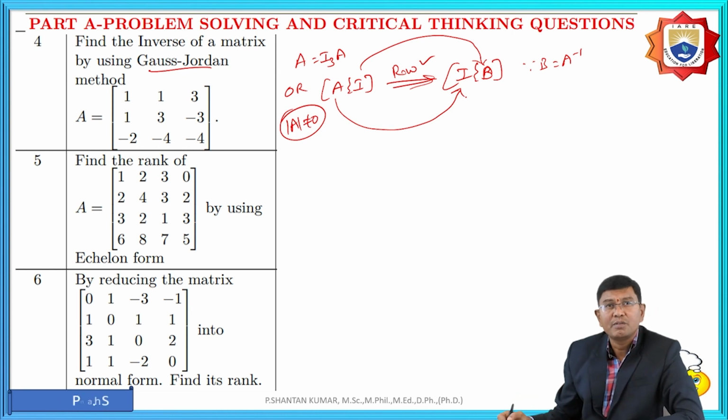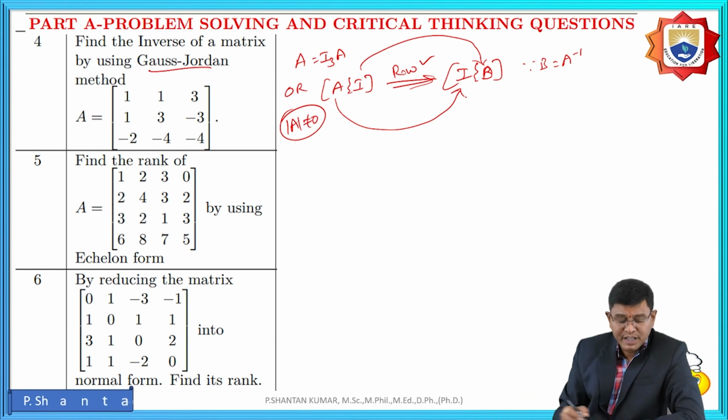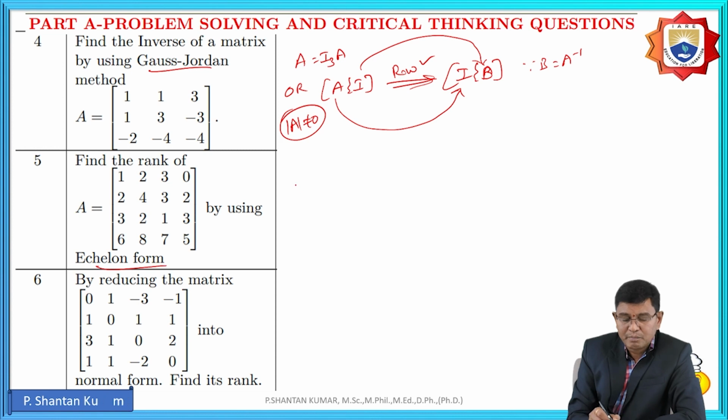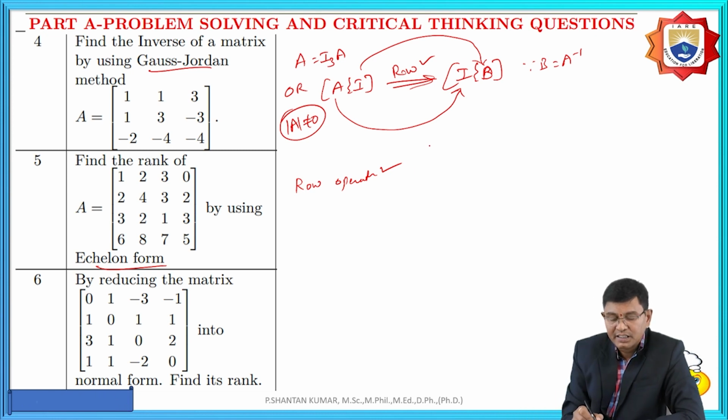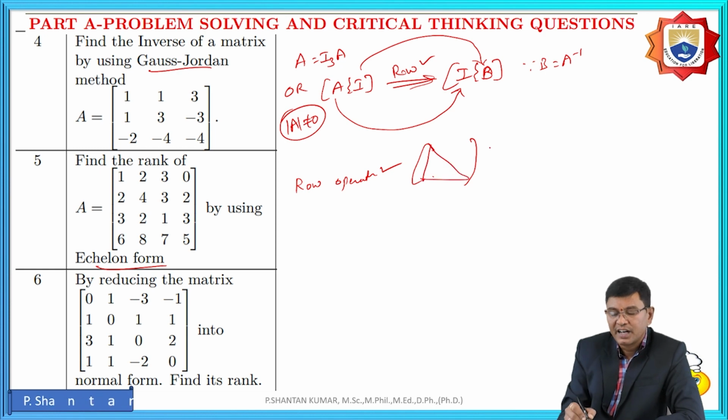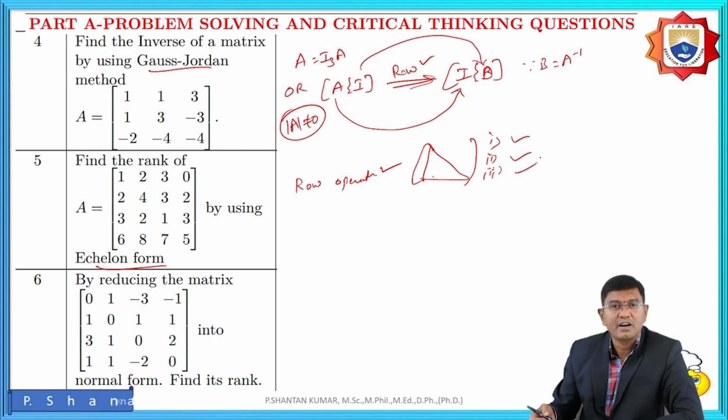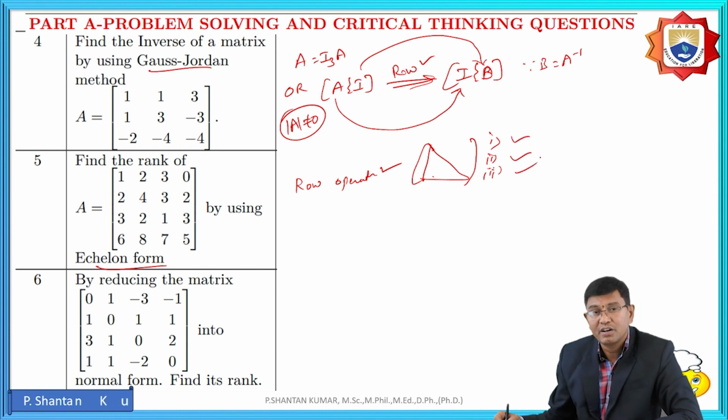And find the rank of a matrix by echelon form. Here also the echelon form is nothing but applying only the row operations. The matrix is reduced to an upper triangular matrix indirectly. And we need to follow the conditions if we are able to get them.